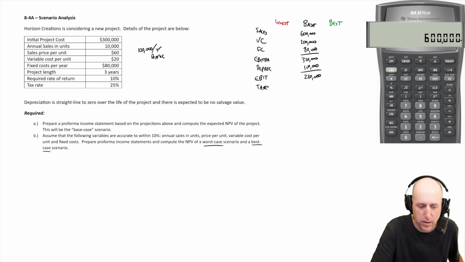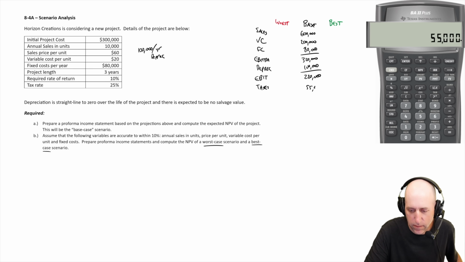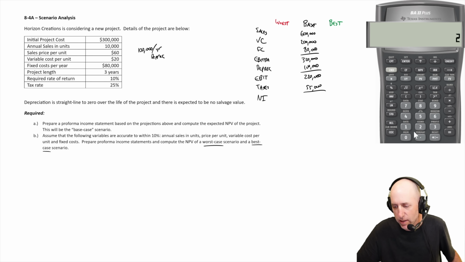Our taxes are going to be 25% of $220. $55,000, giving us net income, 220 minus 55.